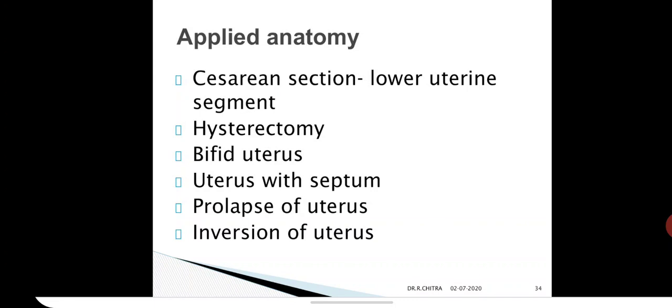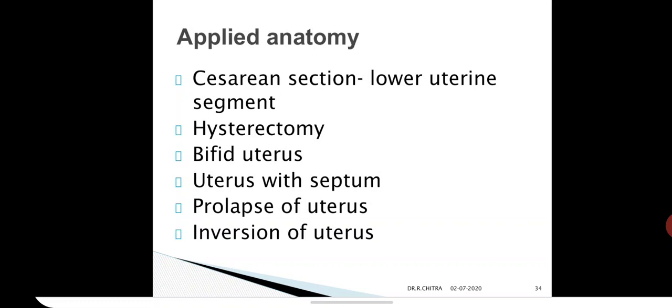Caesarean section is done at the lower uterine segment, nowadays the lower uterine segment only. The lower uterine segment is the supravaginal part of the cervix. Hysterectomy is the removal of the uterus for various reasons, which you will be learning as a whole. This uterus itself you will be learning in detail in the final year obstetrics and gynecology.